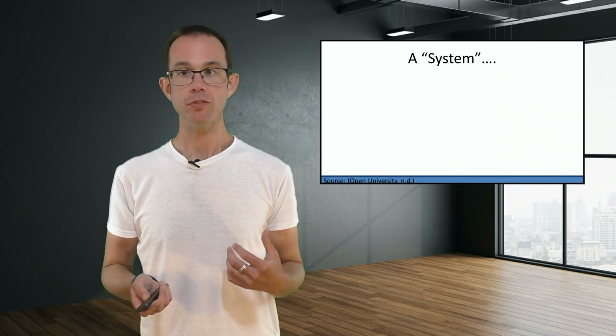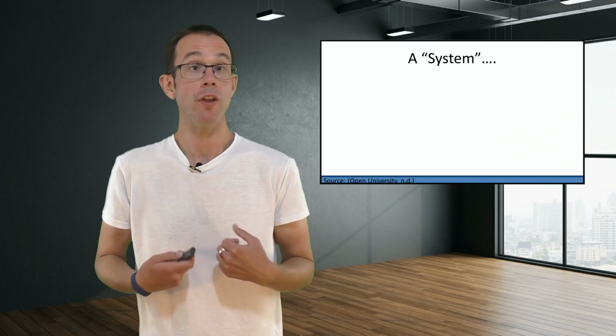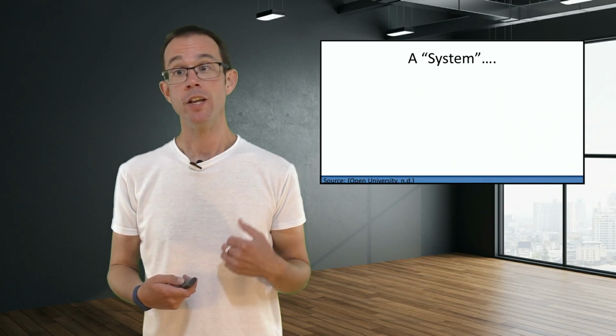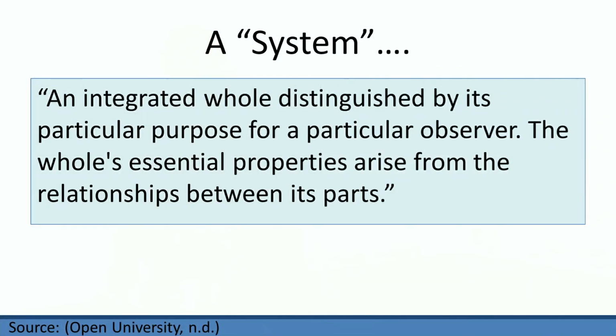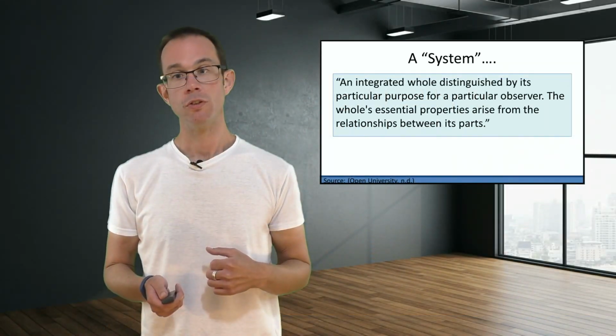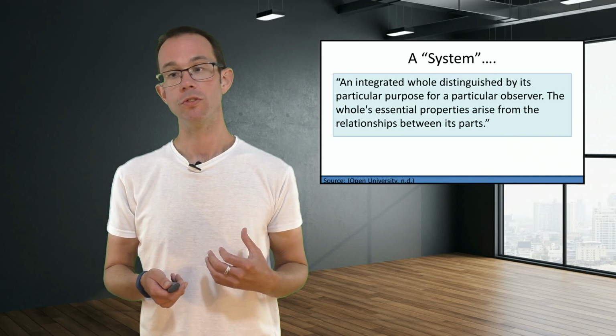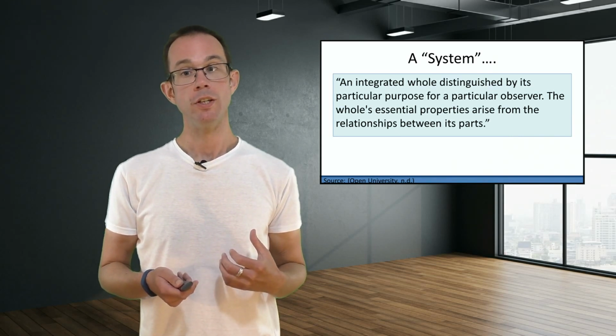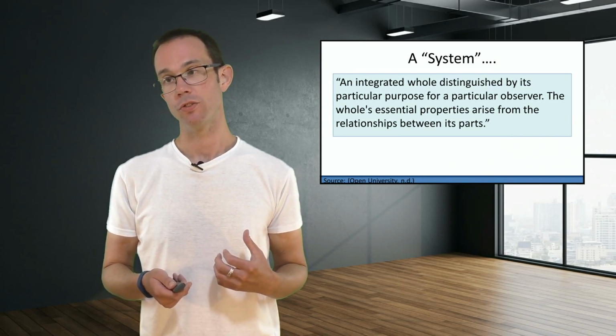And the best definition I've personally come across, or one that I come back to time and time again, is from the Open University Systems Department. And that defines a system as an integrated whole, distinguished by its particular purpose for a particular observer. The whole's essential properties arise from the relationships between its parts.